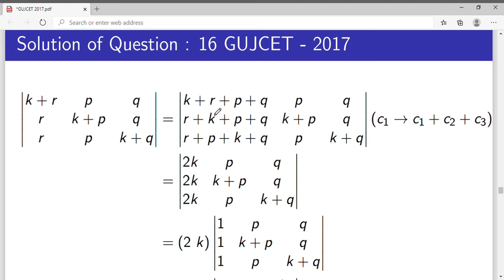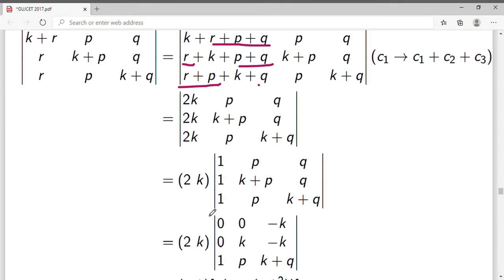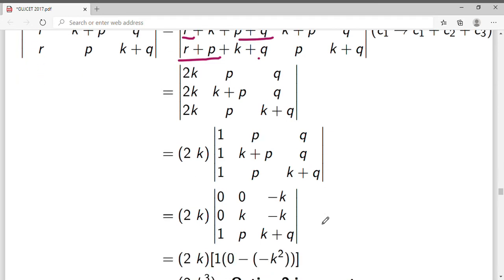After that use the condition p plus q plus r equal to k. So here k plus k becomes 2k. Same way again p plus q plus r equal to k, and again p plus q plus r equal to k. So here we get 2k common. Second column and third column remain as it is. From this take 2k outside. So the first column becomes 1, 1, 1. Second column, third column as it is.